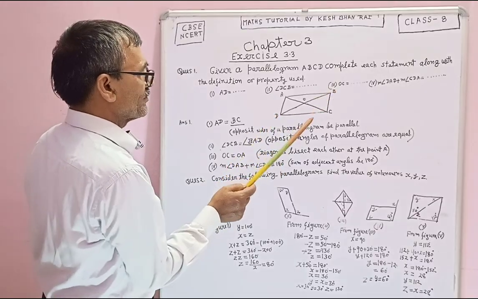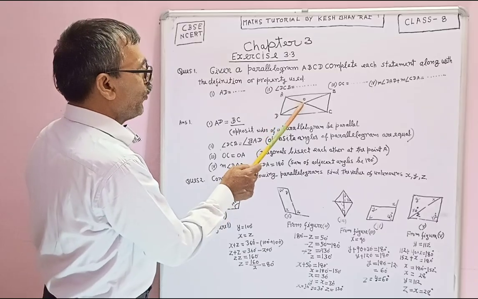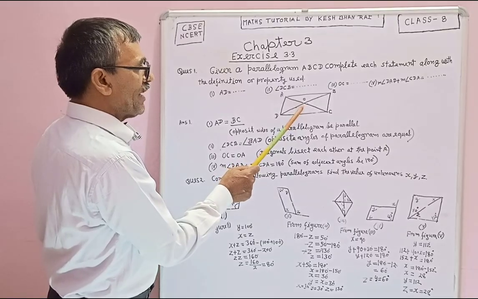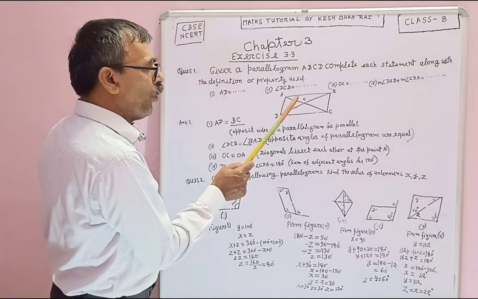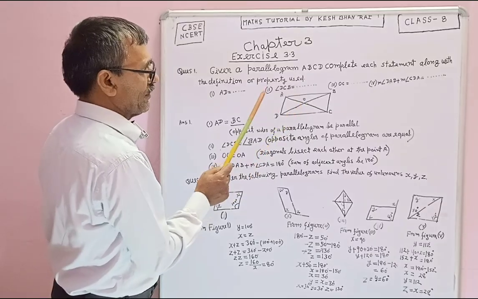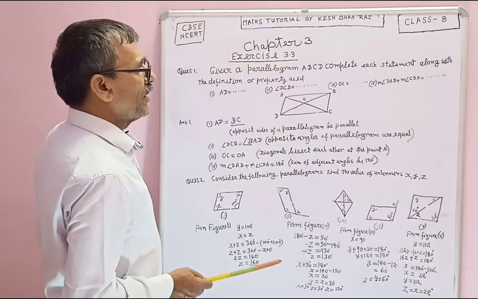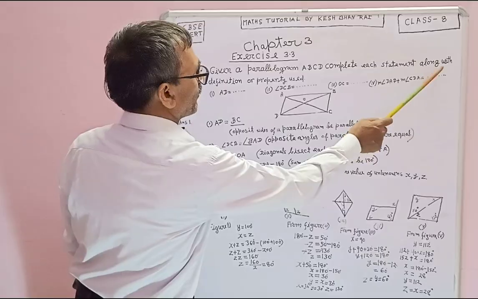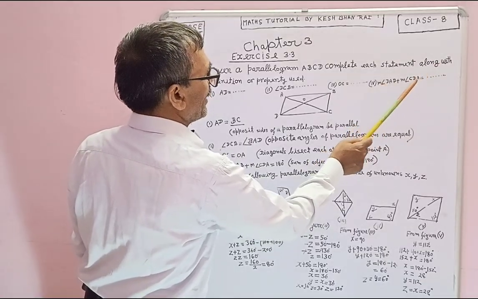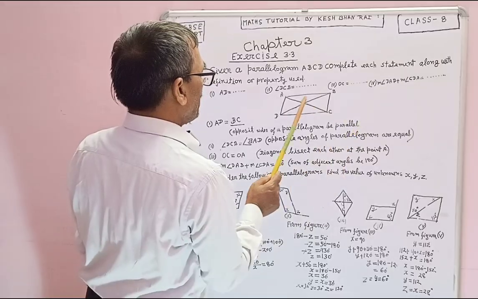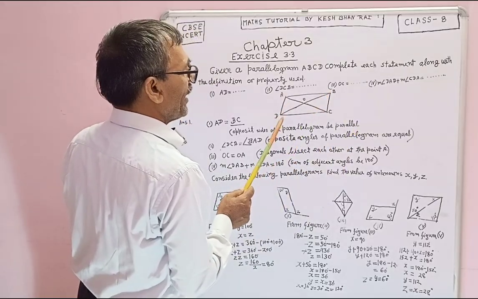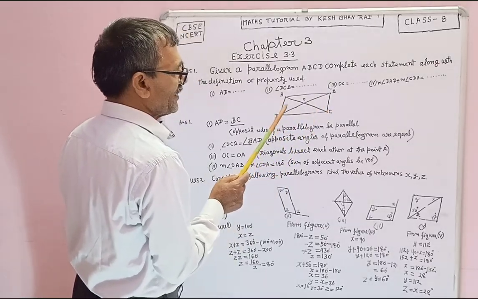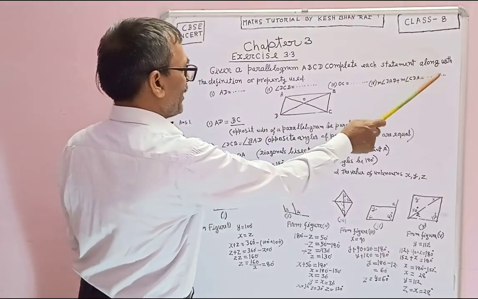OC is part of the diagonal, and diagonals bisect each other at the point O, therefore OC is equal to OA. The measure of two angles that are adjacent is equal to 180, because DAB and CDA both are adjacent angles. Therefore its value is 180.